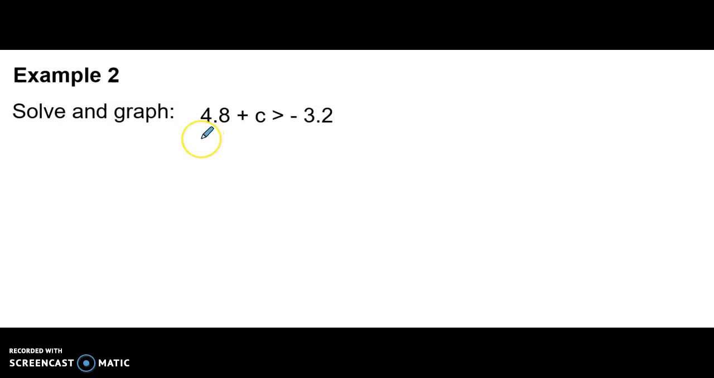In example 2, we're going to solve and graph 4.8 plus c is greater than negative 3.2. Just as if it was an equation, we're going to solve for the variable c. The inverse of adding 4.8 to each side is subtracting 4.8 from each side. And if you do that to one side, you've got to do it to the other. That makes a zero pair, and c is greater than negative 8.